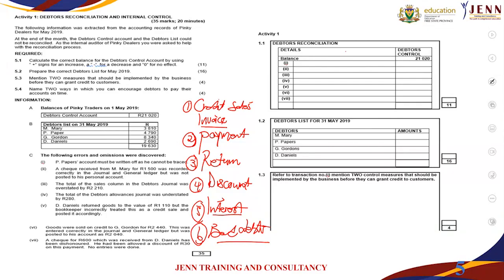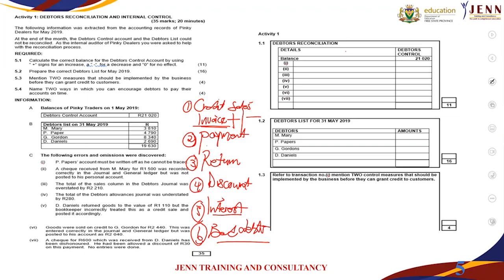Now, let me just do a summary again on all the concepts. Now, the invoice is when they buy on credit. It simply means if it's not recorded, we are going to add either on the debtors control or on the debtors list. But if it was recorded by mistake, we will have to subtract now, either on debtors control or on the debtors list.